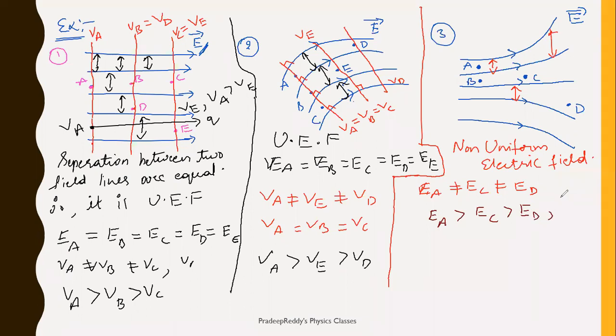And remember, E at A is equal to E at B because they are in the same vertical line. The separation between these 2 points and the separation between these 2 points, they are equal. Therefore, E at A and E at B are equal. So that is the comment regarding the electric field.